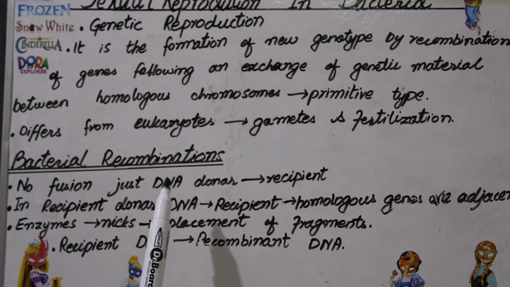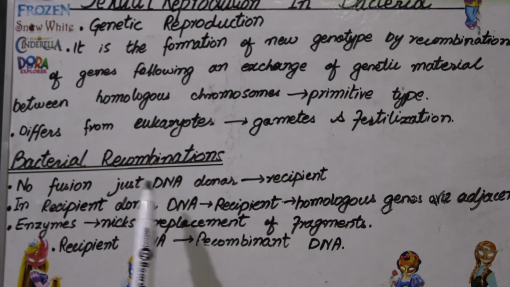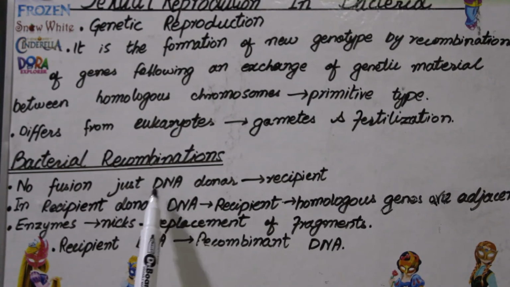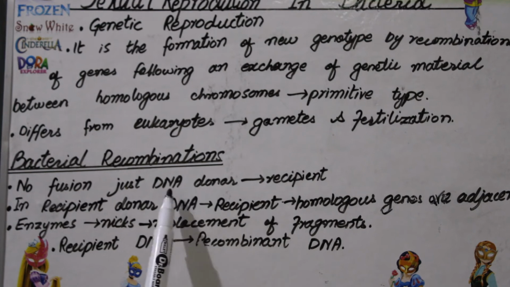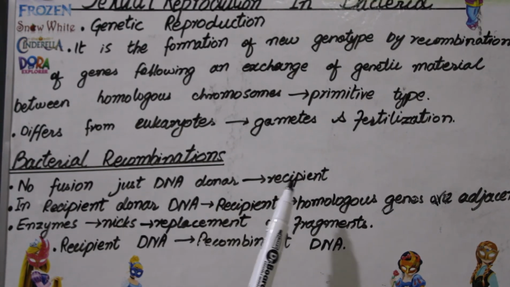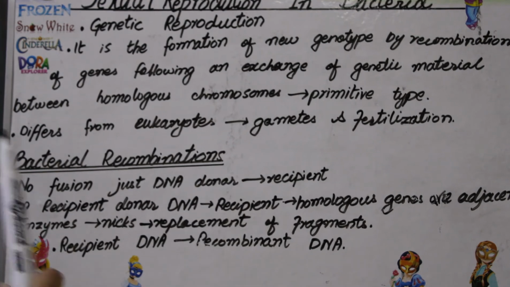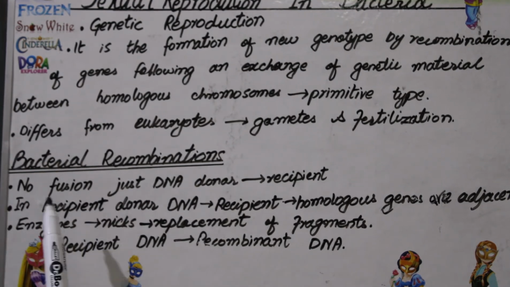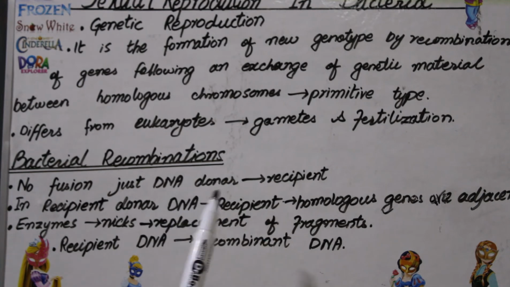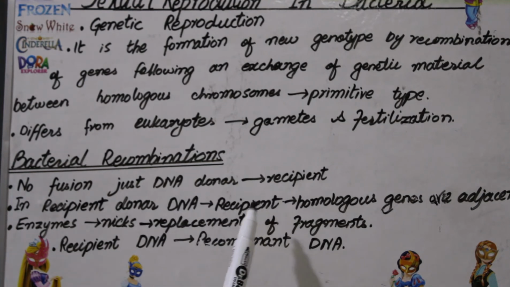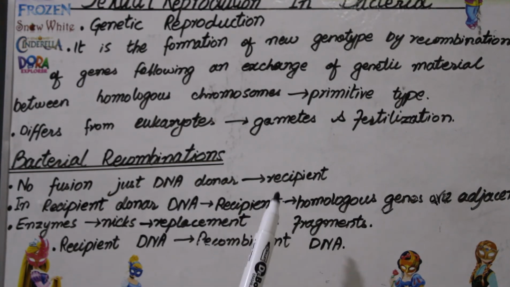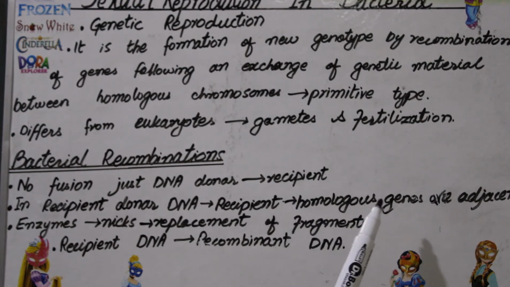Just a small portion or small fragments of DNA is donated. The donor donates these fragments and the recipient just receives them. There is no fusion of the two cells. And what happens in the recipient cell? In the recipient cell, the donor DNA gets recombined alongside the recipient DNA.